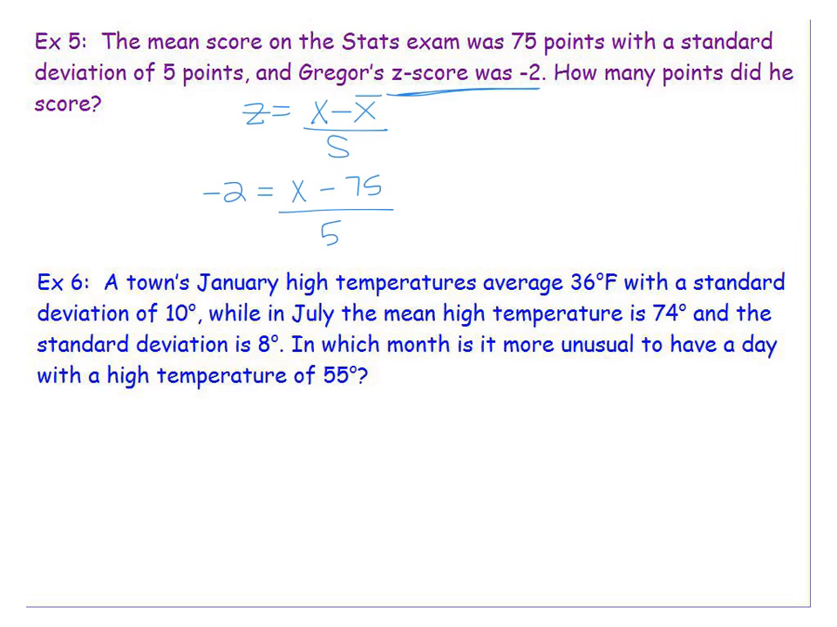Now you're doing some basic algebra. You need x by itself. Well, to get x by itself, I'm going to get rid of this division. The opposite of dividing is multiplying by 5 on both sides. 5 times -2 is -10 equals x minus 75. Then I'm going to add 75 to both sides to cancel that. So I end up with x equals -10 plus 75.